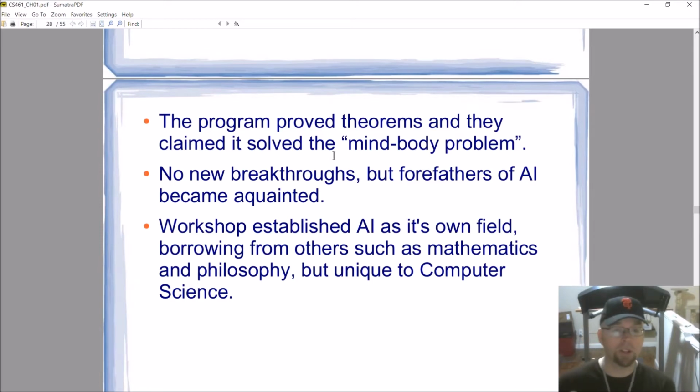And again, if you want to know about the mind-body problem, go ahead and Google it. I'm not going to ask you any questions about it on a test or anything like that.